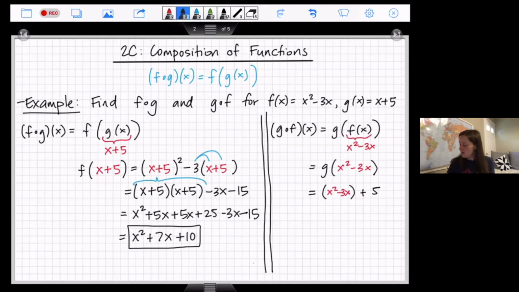And this time, I don't even really need those parentheses. I'm just going to get rid of them. And there's not even anything to simplify, really. X squared minus 3x plus 5.